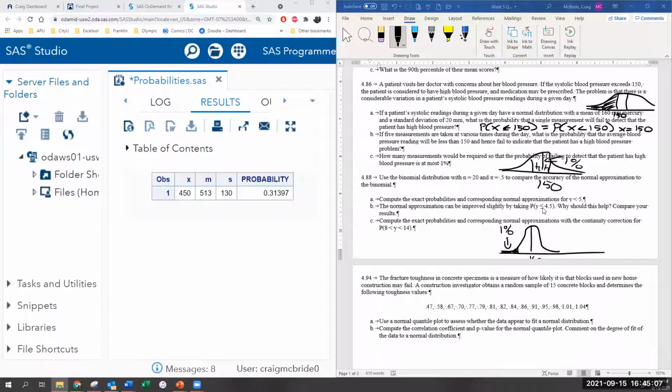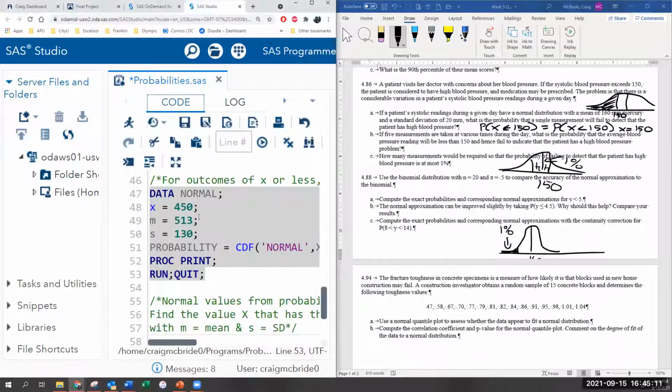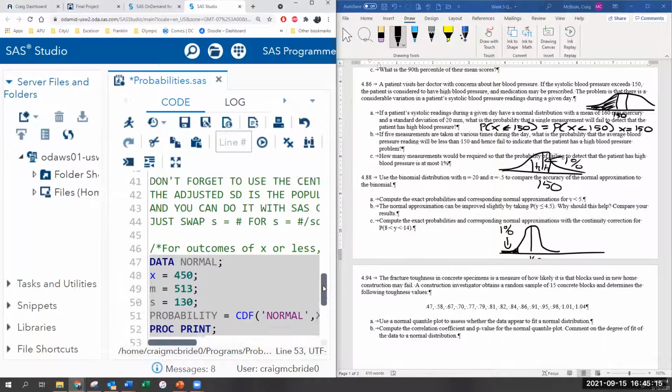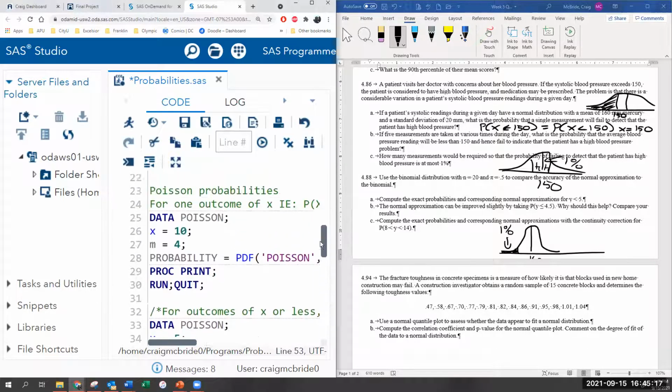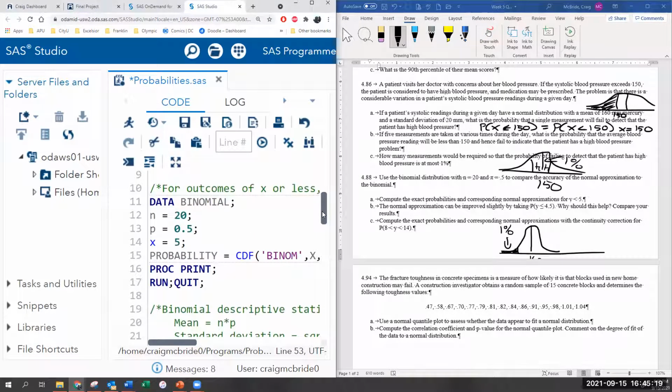And all of that, yes, can be done in SAS, right? Because you're running either the normal CDF for the approximation, or you're doing the binomial CDF right here for the exact values. And yes, it could be done in StatCrunch, but just ignore the StatCrunch thing unless you have StatCrunch, then great.